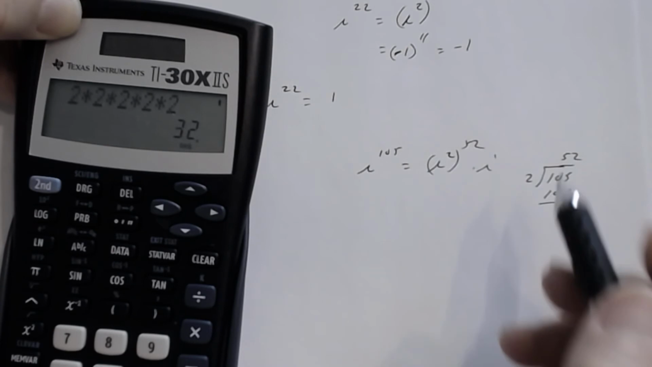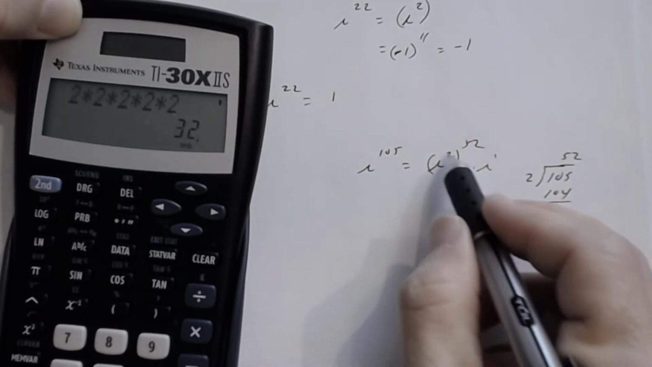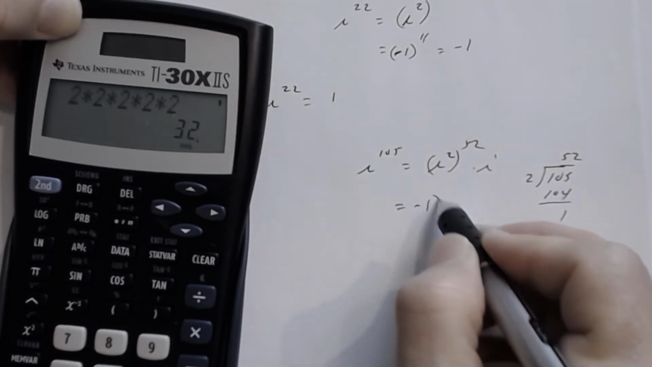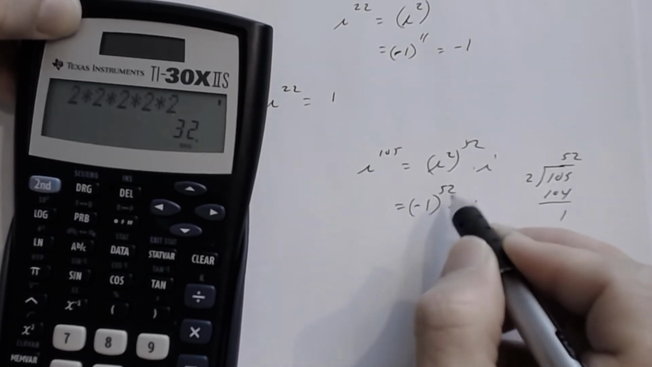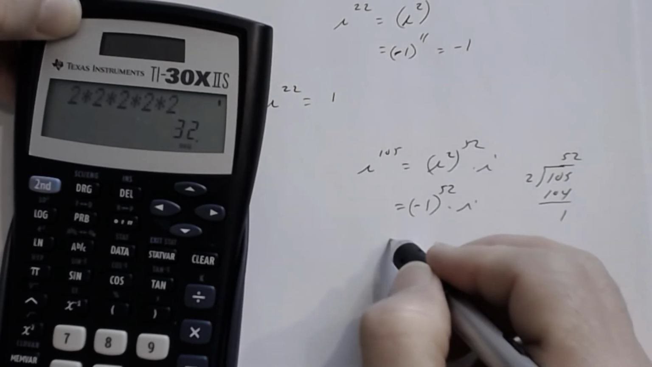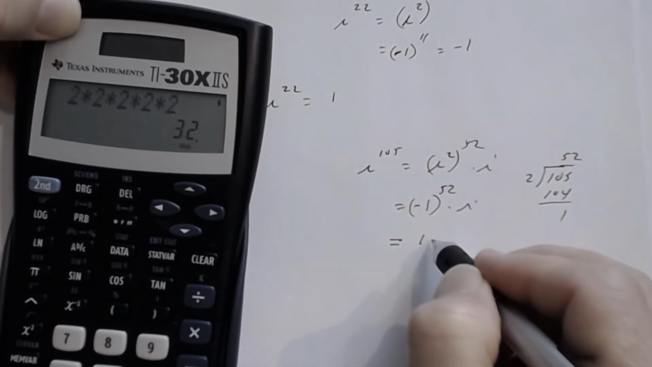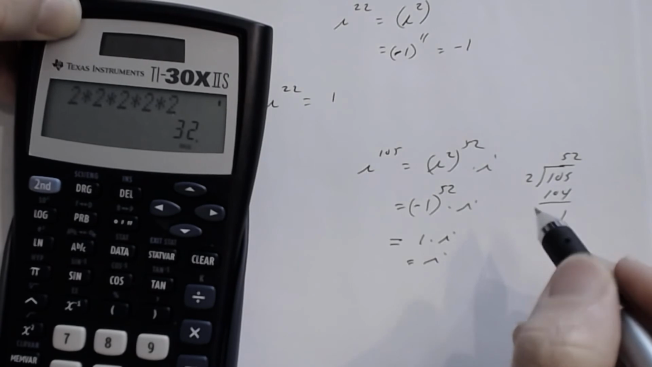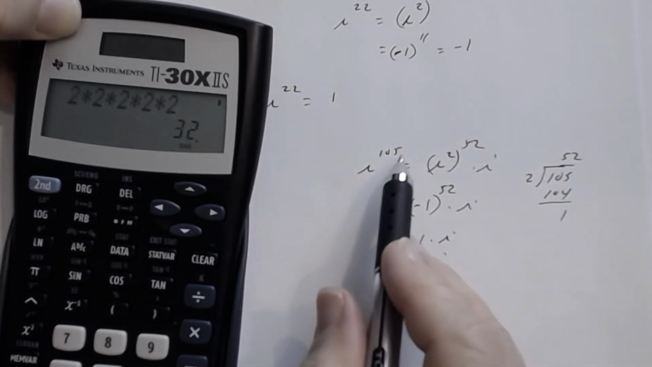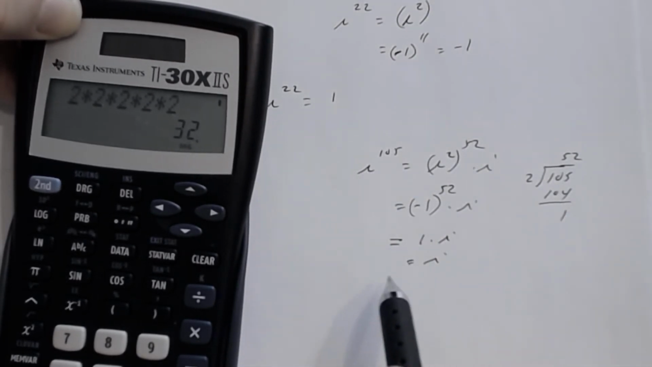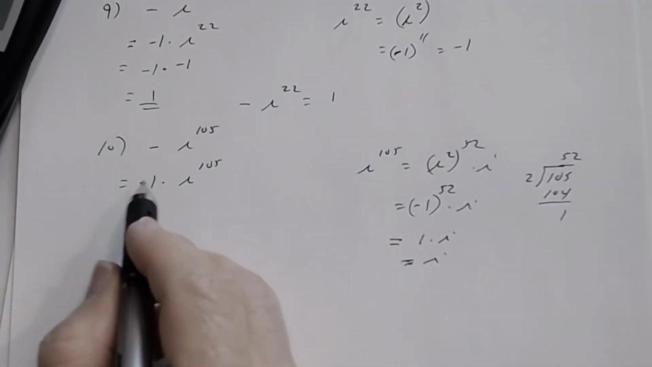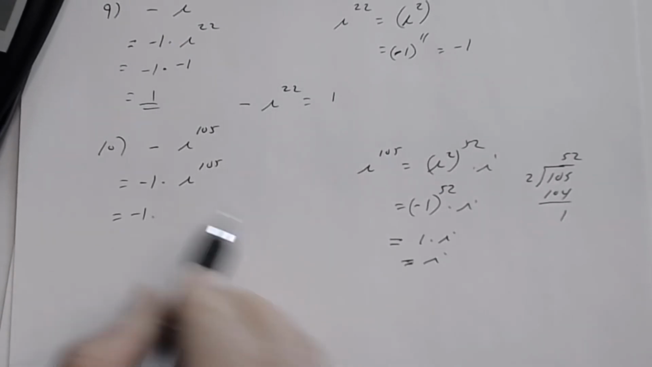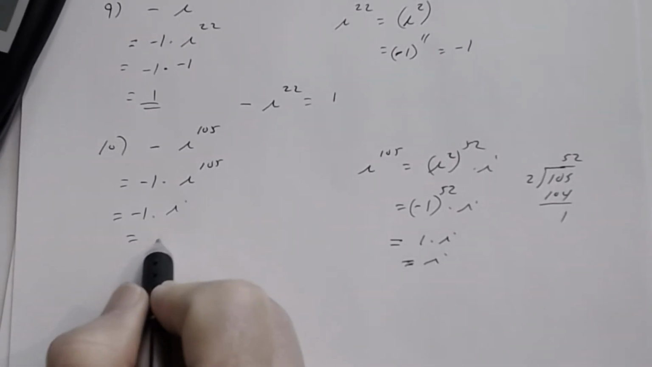All right, so then negative 1, which is i squared, raised to the 52nd power, times i. A negative 1 raised to an even power is going to be positive 1, and then 1 times i will be i. Remember, that's i to the 105th, so that's i, and we have to come back and put that here. So that's negative 1 times i, which is negative i. All right, so that's how you're going to approach those.